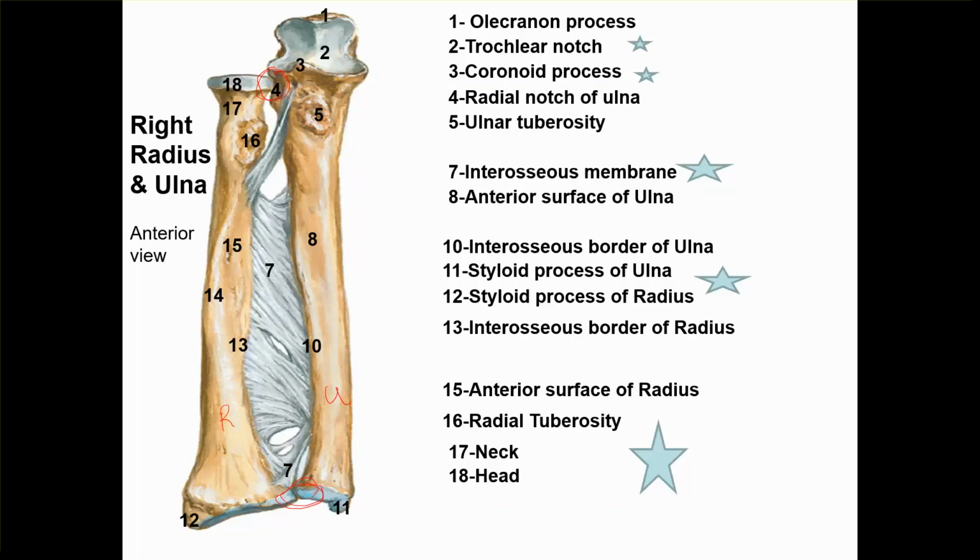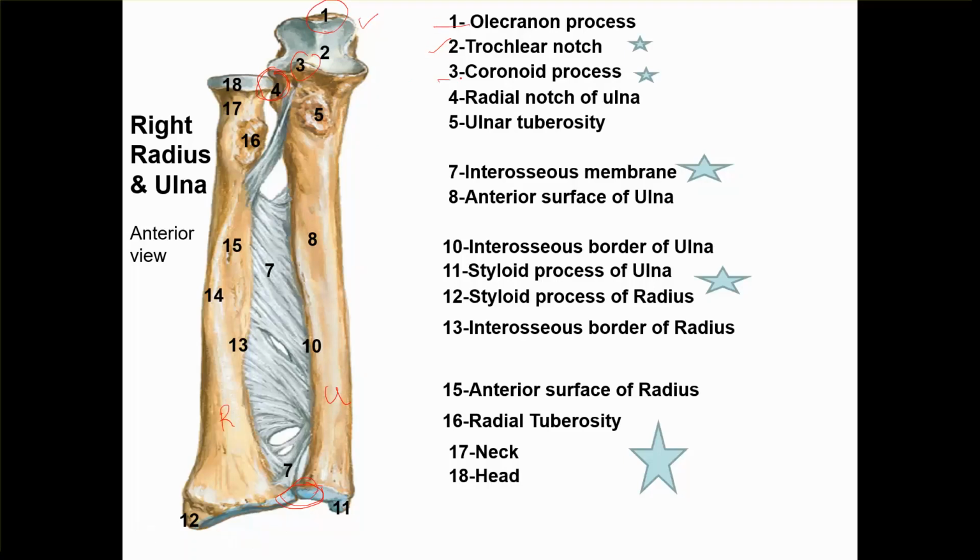Now looking into the details about the ulna. The ulna has the olecranon process. This is the olecranon process. Number 2 is the trochlear notch. Then number 3 is the coronoid process. So there are two processes, the olecranon process and the coronoid process.